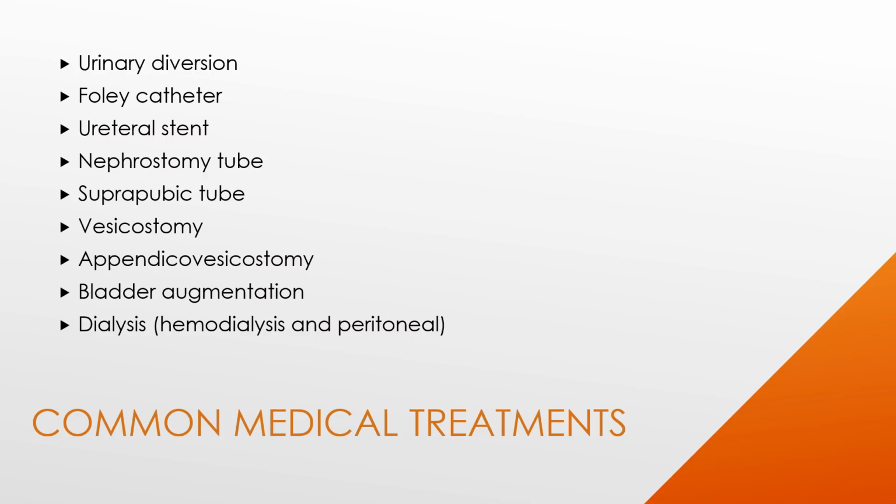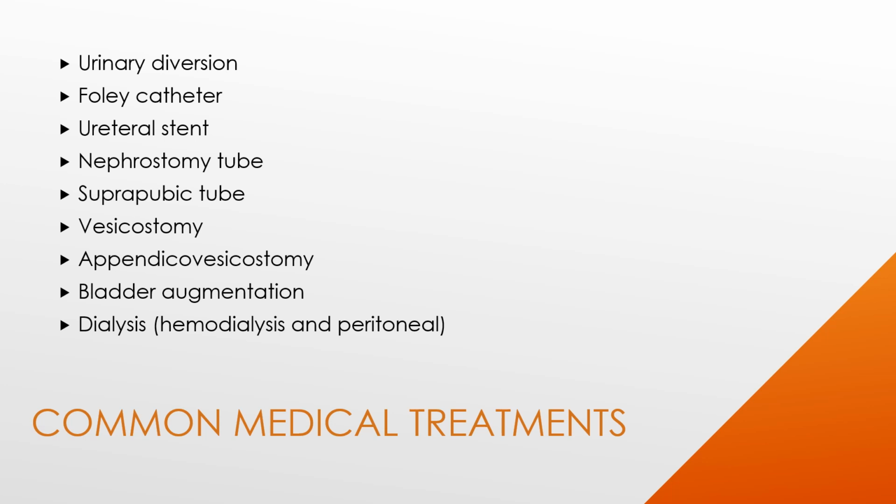So what are some common medical treatments? We can think about urinary diversion. This is done in any situation in which the bladder needs to be removed or isn't functioning correctly. A Foley catheter can help monitor for urethral drainage or irritation. It can monitor for infection, color, consistency, clarity, and amount of urine. A ureteral stent or a nephrostomy tube are indicated for urinary tract anomalies.